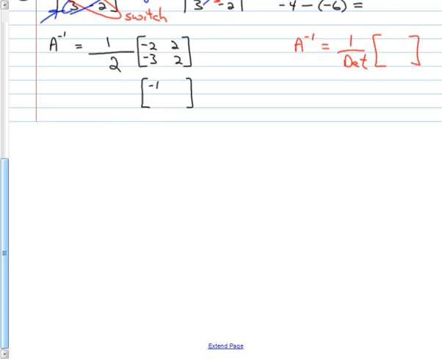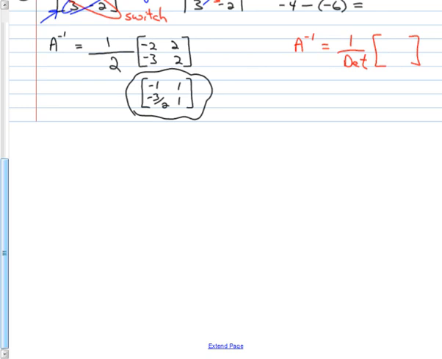All right. 1/2. Negative 1, 1, negative 3 over 2, 1. There is the answer. There is the inverse. If you are given a 2 by 2 and asked to do the inverse, I expect you to be able to do it by hand.